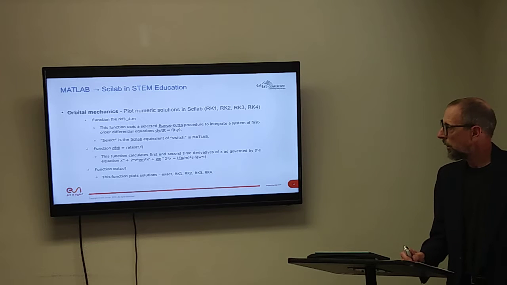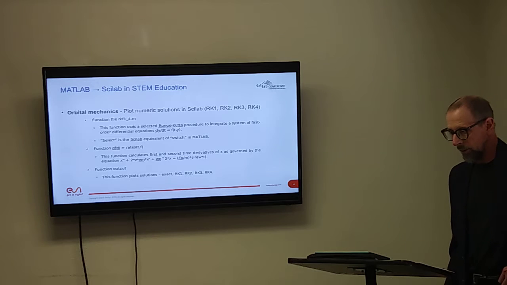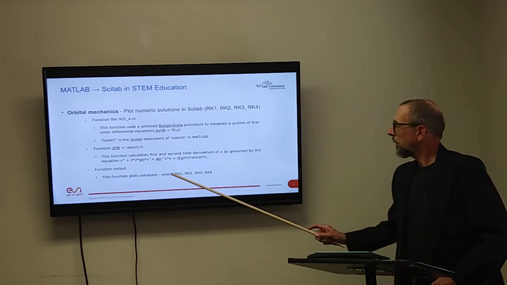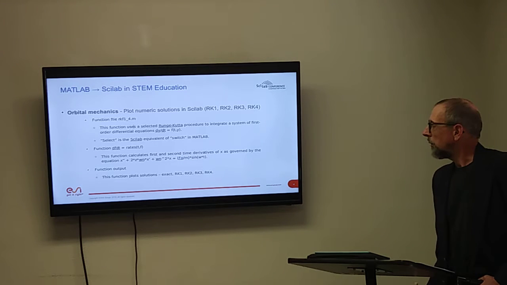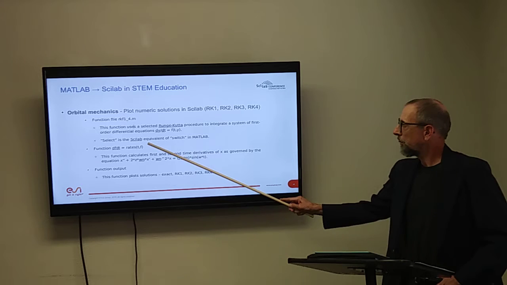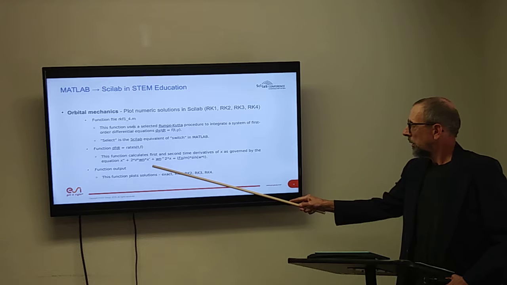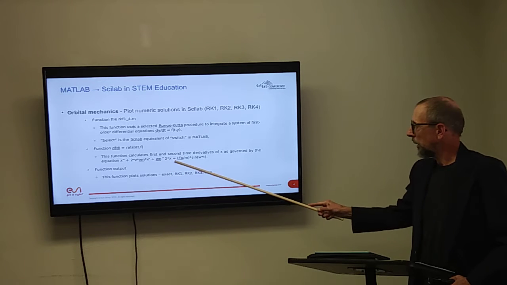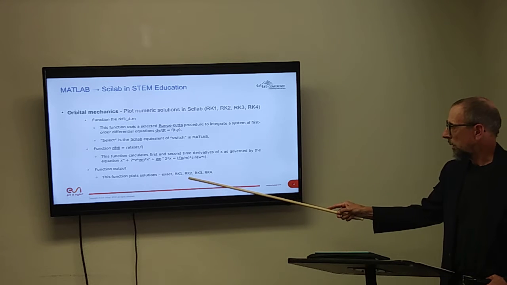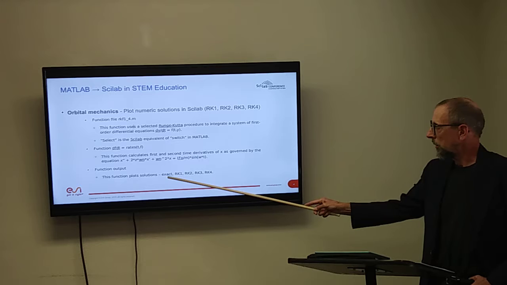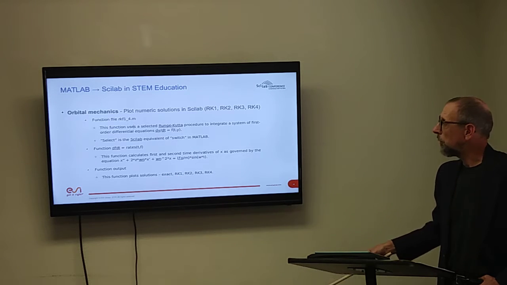So this particular slide shows some of the differences in the code and the syntax of Scilab. Select is the Scilab equivalent of switch. There is a function that is used to generate some of the derivatives, first and second time derivatives, and then for output, this plots the solutions. It plots an exact solution, the first, second, third, and fourth methods of Runge-Kutta.